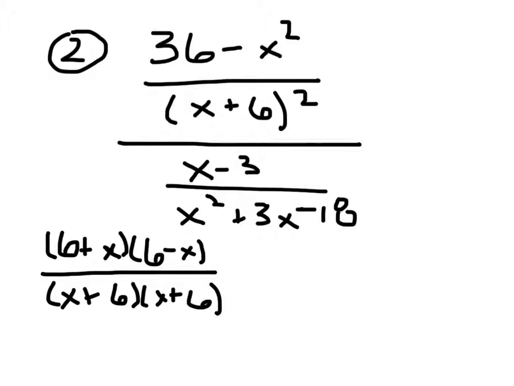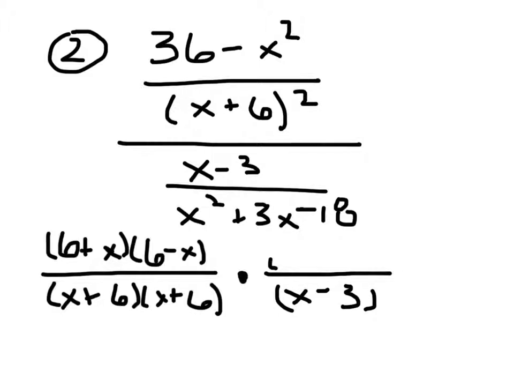That's the keep part. I'm keeping this the same. It really is the same. I've just factored it. Now I'm changing this to multiplication from division. That's the change part of keep, change, flip. And now I'm going to flip this. As I flip it, I'm going to factor. So the x minus 3 will flip into the denominator. There's nothing really to factor there. But the x squared plus 3x minus 18 can be factored into x plus 6, x minus 3.